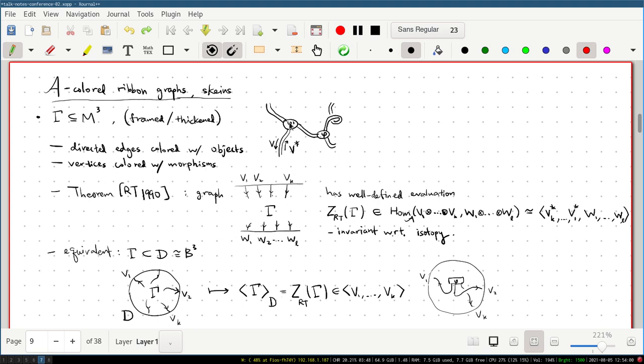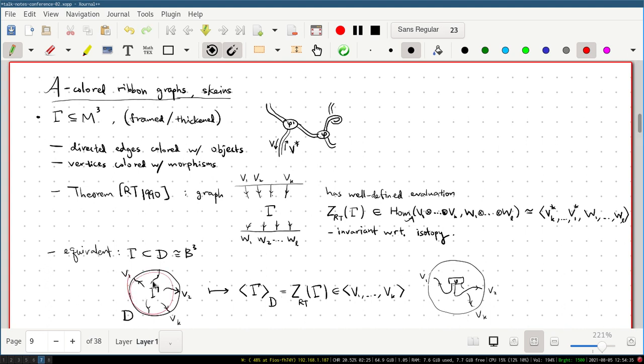So, of course, a ribbon graph here, the edges will be colored for both directions, so that the label for one direction is dual to the other. And then vertices are colored by invariant subspaces of these objects. And of course, the theorem by Reshetikhin-Turaev about ribbon graphs, that they have well-defined evaluation. We'll be using a slightly different form of this.